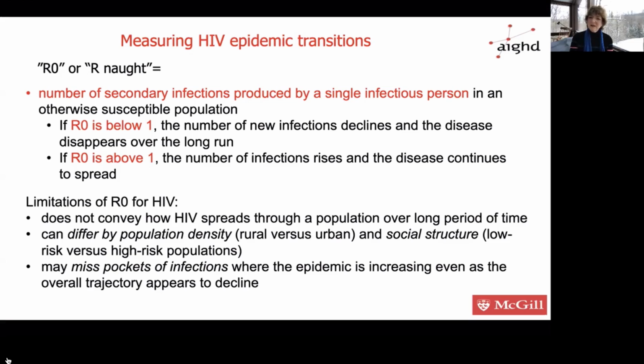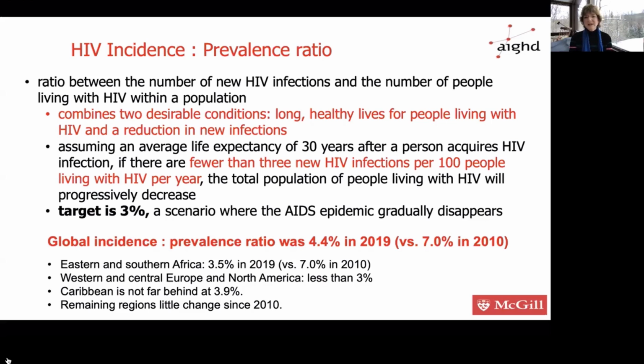Now for HIV, R naught doesn't really convey how HIV spreads through a population over a long period of time. It can differ by population density and social structure, and it may miss pockets of infections where the epidemic is increasing even as the overall trajectory appears to decline. So for HIV, you will hear people speak about the HIV incidence to prevalence ratio, and it's the ratio between the number of new HIV infections and the number of people living with HIV in a population. It combines 2 desirable conditions: long, healthy lives for people living with HIV and a reduction in new infections.